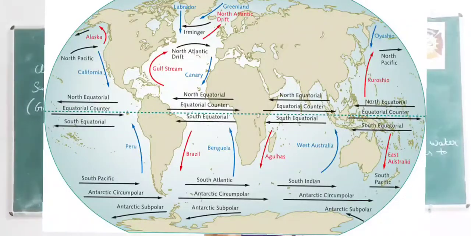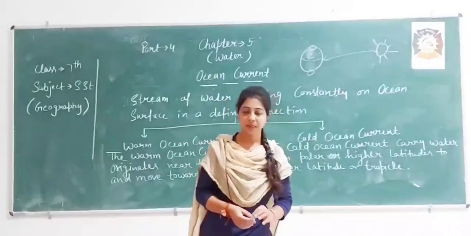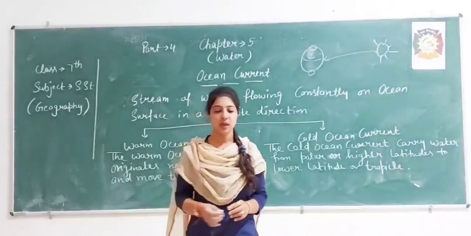In this map you can see the ocean current which originates from the equator, that is our warm ocean current, and which originates from the poles, that is cold ocean current. So this was all about today, and we have completed our chapter water.